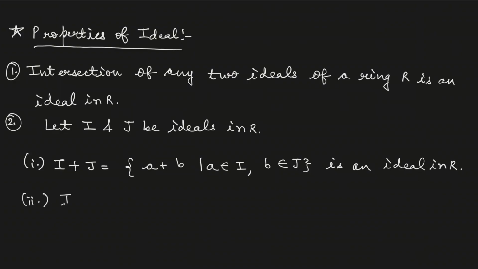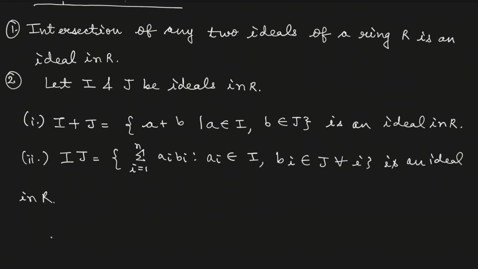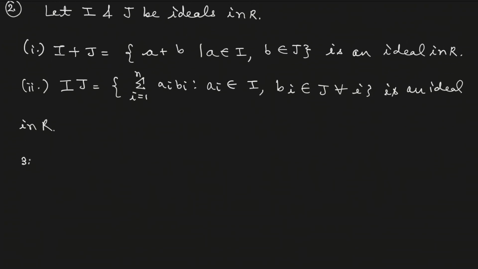Second, product of two ideals. This is given by summation i equal to 1 to n of a_i into b_i such that a_i belongs to I and b_i belongs to J for all i. This is an ideal in R. Third, let R be a ring with unity.